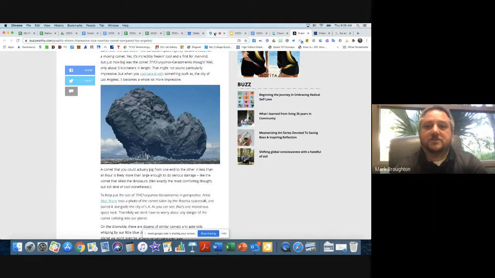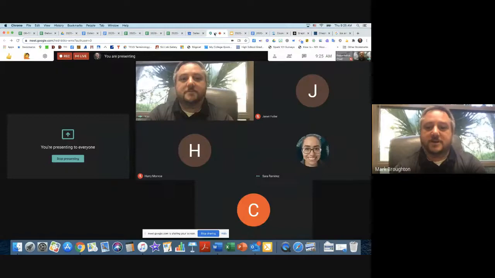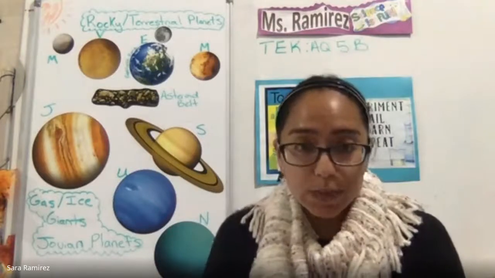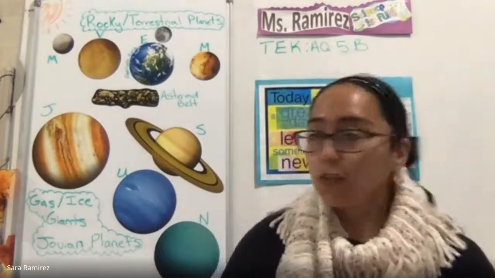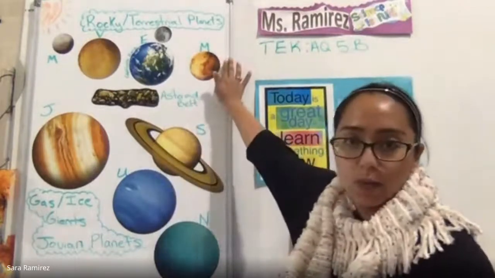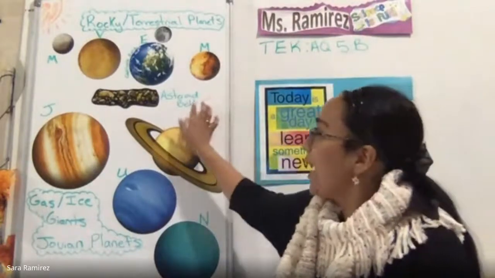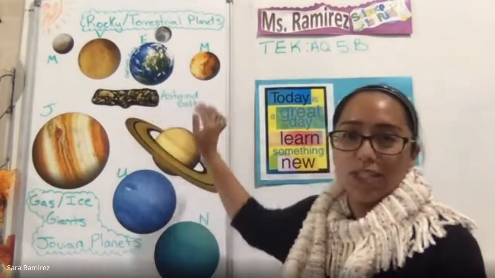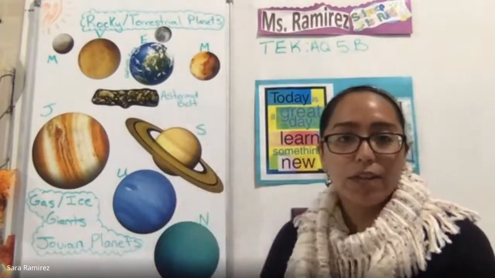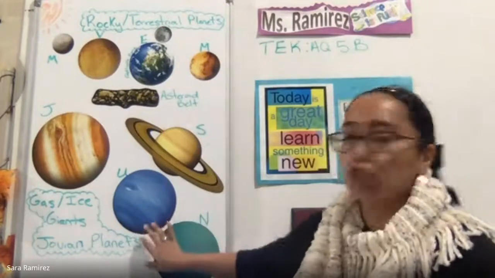All right, now we're going to move on to Mrs. Ramirez. Hello, my name is Ms. Ramirez, and in this segment, we're going to be comparing terrestrial planets with the gas giants. So if we take a look at our little diagram here, we have our rocky or terrestrial planets. Then we have the asteroid belt, which kind of separates our rocky planets from our gas giants. Another name for gas giants is simply the Jovian planets.